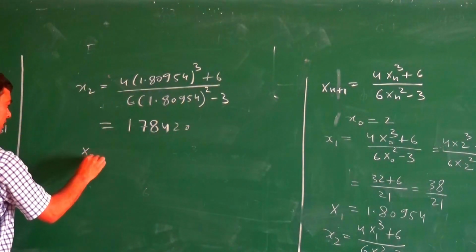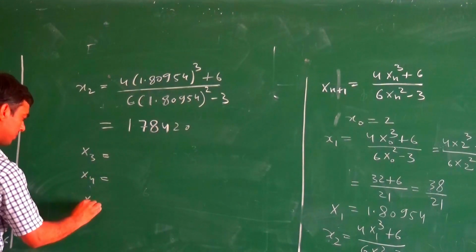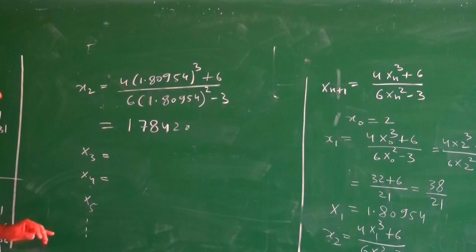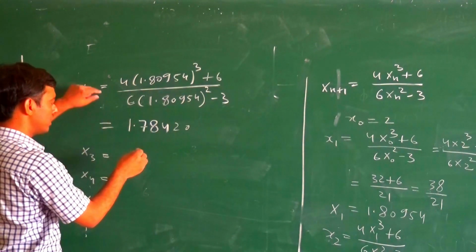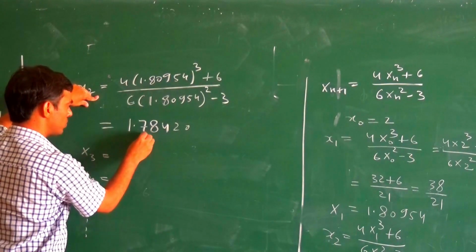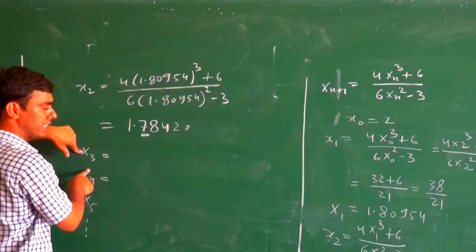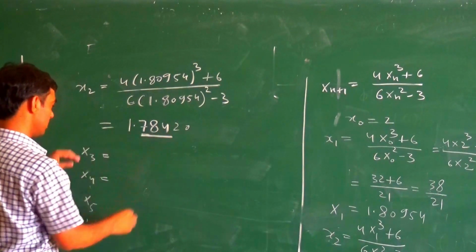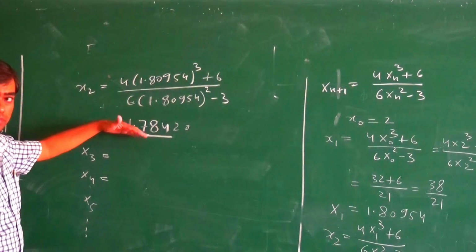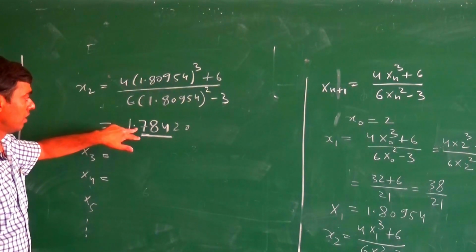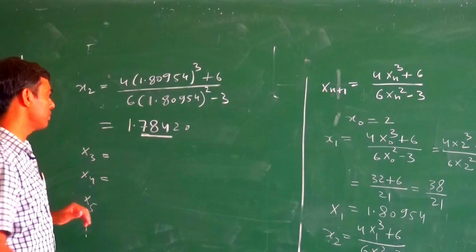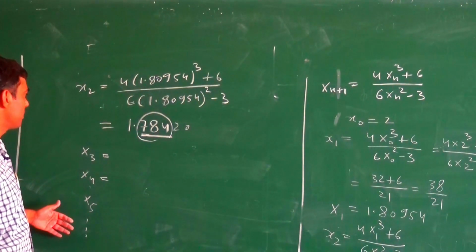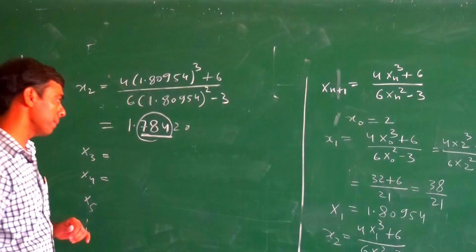Similarly, we find the value of x3, x4, x5 and so on. We stop the iteration when the root is correct up to 1 decimal place, meaning it is repeated up to 1 decimal place in 2 successive iterations. If we want the root correct up to 3 decimal places, then when the values repeat up to 3 decimal places in 2 successive iterations, we stop this iterative procedure.